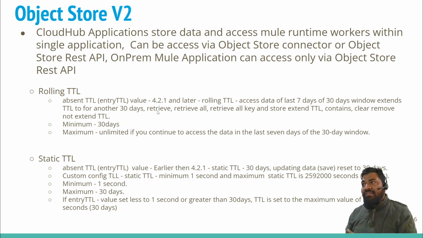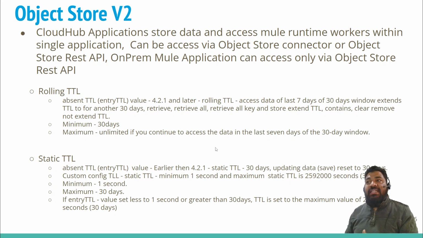Retrieve all keys and store operations can extend the TTL for another 30 days in the last 7 days of the 30 days. If you fire a request containing clear or remove, your TTL is not going to be extended. So that is the rolling TTL. The rolling TTL minimum value is 30 days and the maximum is unlimited, if you access the data in the last 7 days of the 30 days. That is called rolling TTL. It is applied when you deploy your application on the 4.2.1 and later MuleSoft runtime.